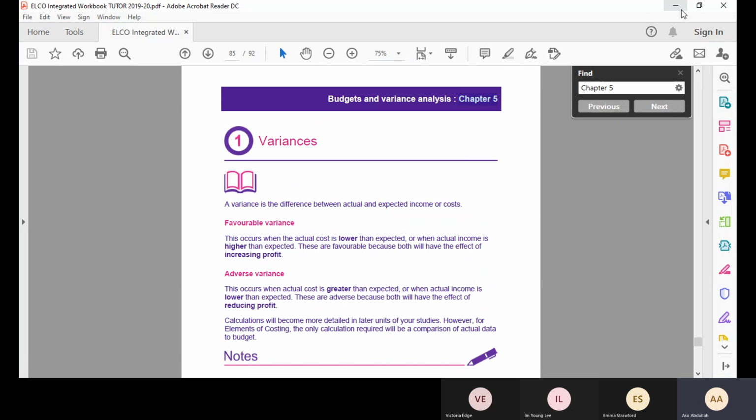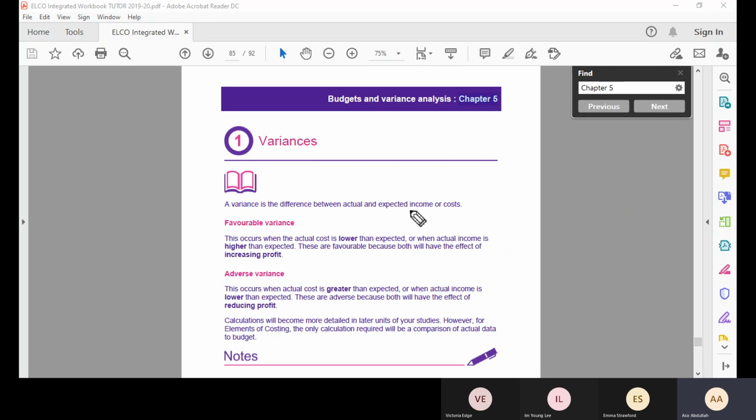So what is the variance? Obviously, the variance is the difference between the income or cost, between the actual and the budgeted. If you budgeted for an amount of money, you have to think about whether it is going to be controlled within that amount of budget. So this is what we are thinking of today.